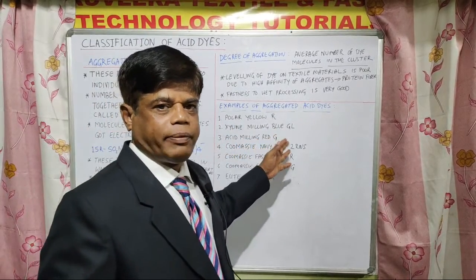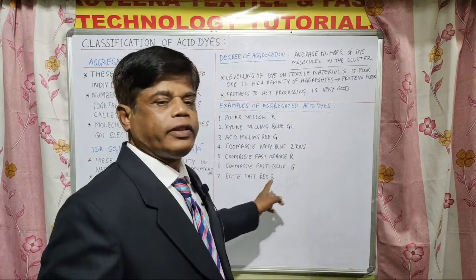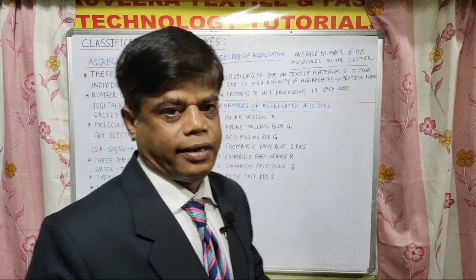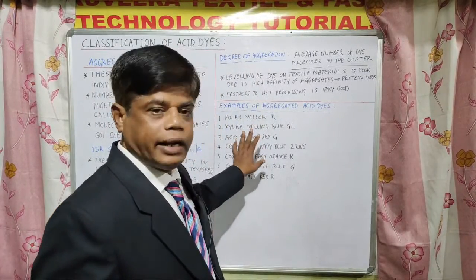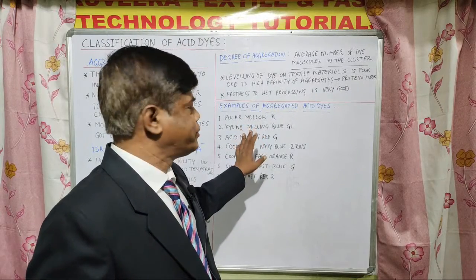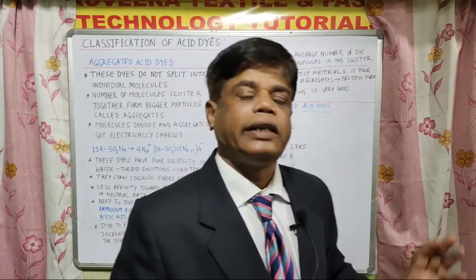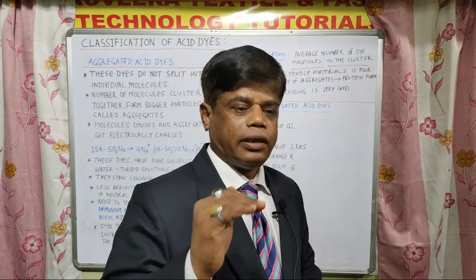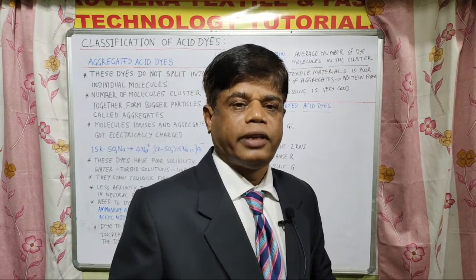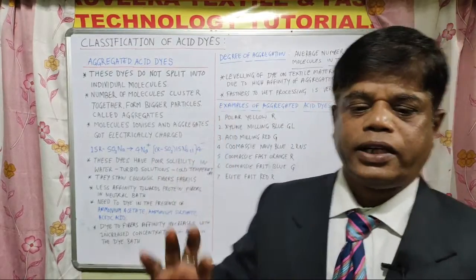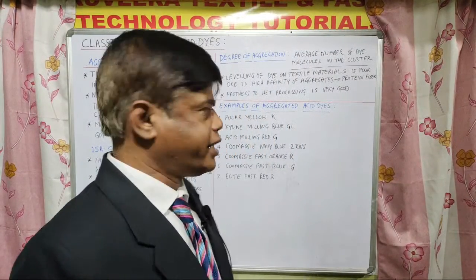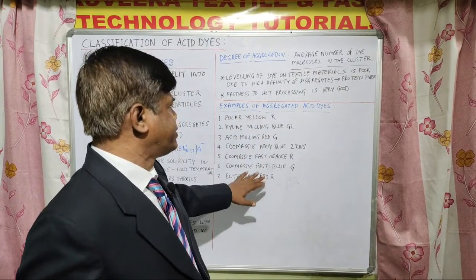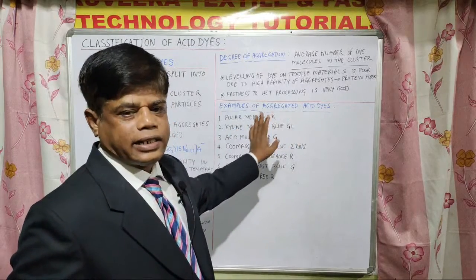Please keep in mind, friends, whatever I have written here, these are not the present day dyeing trade names. These are all taken from the textile books we are studying. If you want the present day commercially available aggregated acid dyes, you can go for a Google search or any other search engine. For your understanding only, for your reference only, I am giving examples of aggregated acid dyes by trade names.